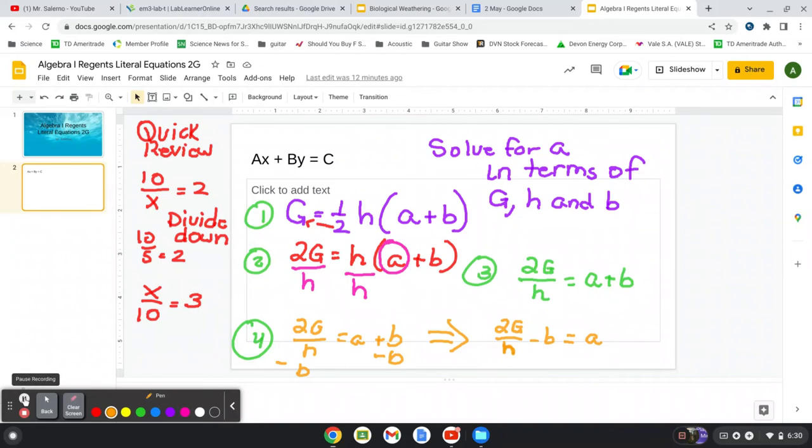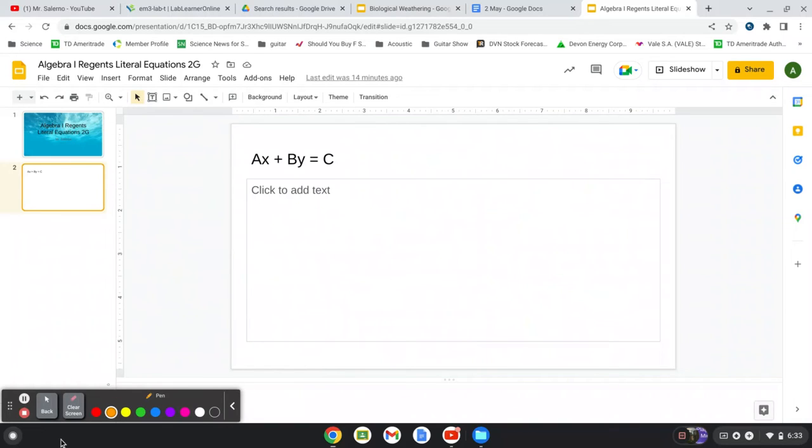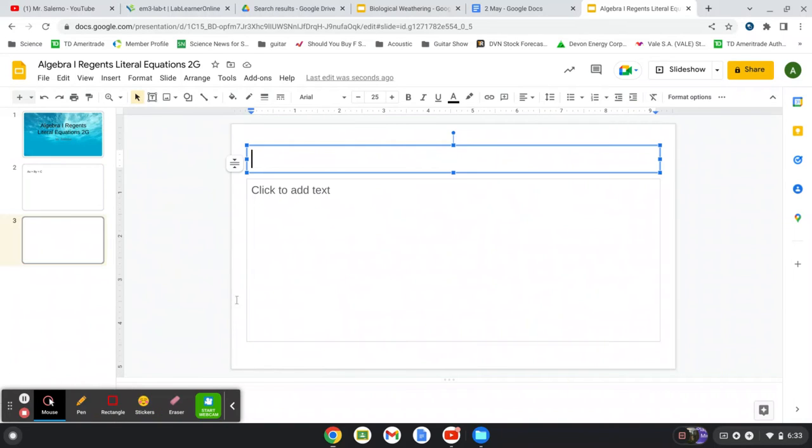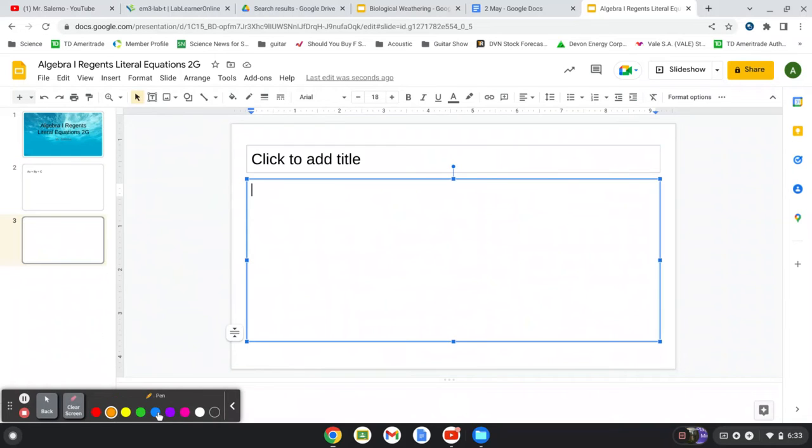All right, let's move on. Let's clear this out. Let's do another one. All right, get our pen back. Why not? Go back to blue. What if we had, let's do a little hard one. What if we had Z equals 5/9 K times parentheses F minus 32. See if you can solve this one.